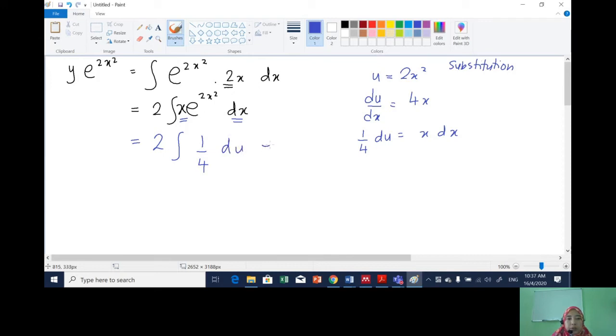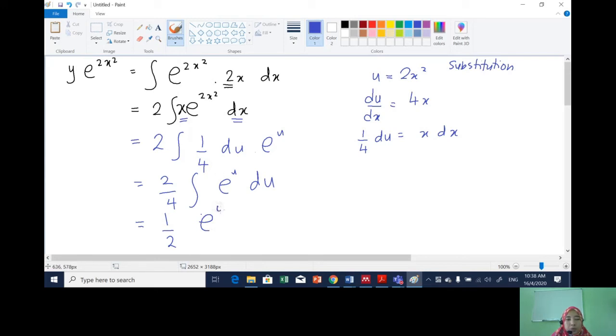This is e to the power u. When we sort it, this 1 over 4 combines with the constant 2, so it becomes 2 over 4 times the integral of e^u du. Something that was complicated now becomes easy for us to integrate. For the integral of e^u, you may refer to the formula list: integrating e^x, we get e^x. Then 2 over 4 can be simplified to half, so here we have half e to the power of u.